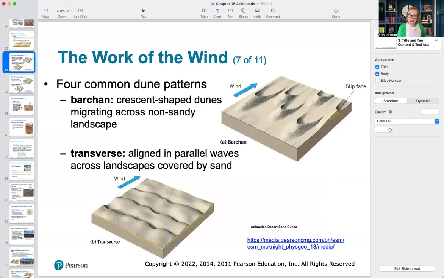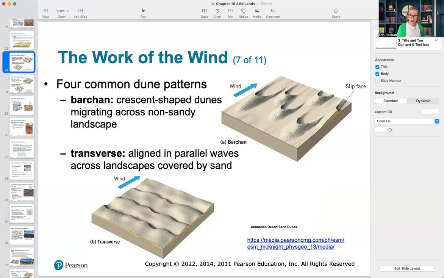So dunes come in several distinct forms. We have barchan dunes, which have a crescent shape with horns pointing downwind. These form in areas with limited sand supply and consistent wind direction. The Namib Desert in Africa contains textbook examples of these elegant crescents migrating across bare ground.